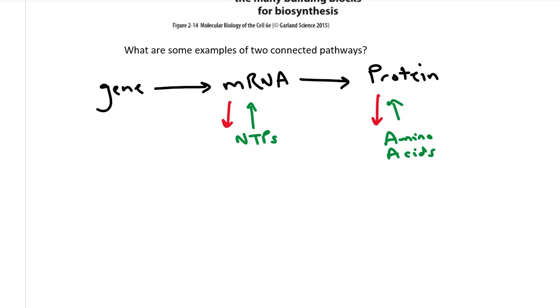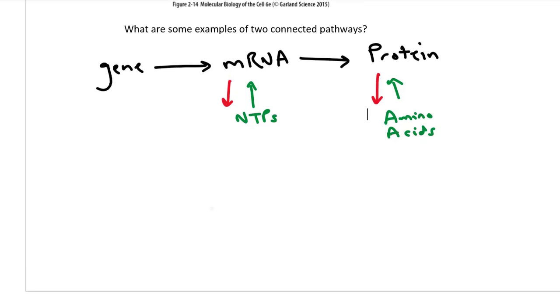So these are two connected pathways: synthesis of protein and messenger RNA, and the degradation of messenger RNA and protein by the cell, because each protein and each messenger RNA has a fixed half-life within the cell. They don't last forever. And that is it for this section.